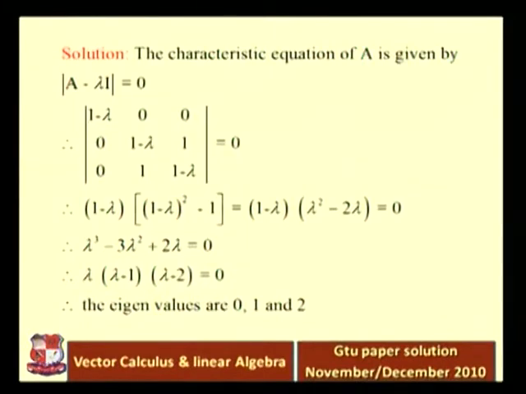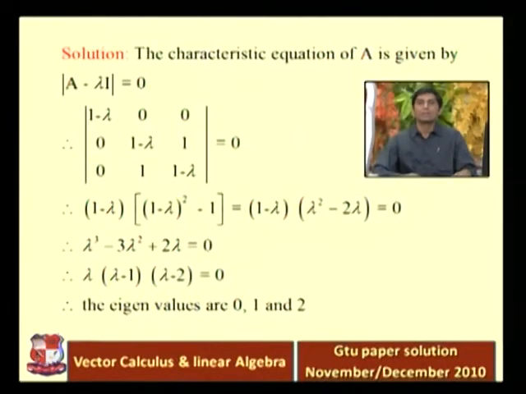First of all we have to find the characteristic equation of A, which is given by determinant of A minus lambda I equal to 0. Determinant of A minus lambda I equal to 0 means in main diagonal elements we have to add minus lambda, other elements are the same, because our matrix is 1 0 0, 0 1 1, 0 1 1.